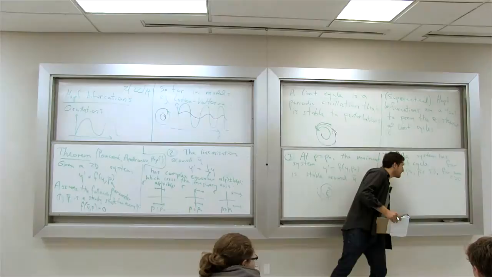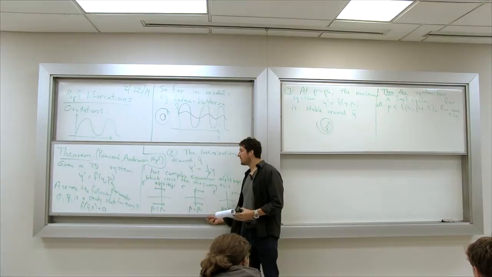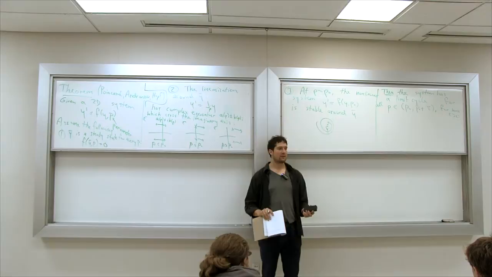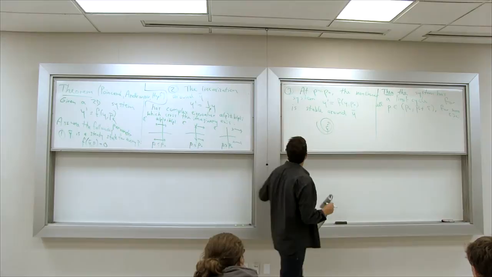So what I'm going to do now is apply this theorem in a particular case. But I want to ask you guys, do you have any questions about the theorem? What do you think about this theorem? Wilson? For 3, is it a spiral or is it a center? The assumption for 3. It's a spiral.